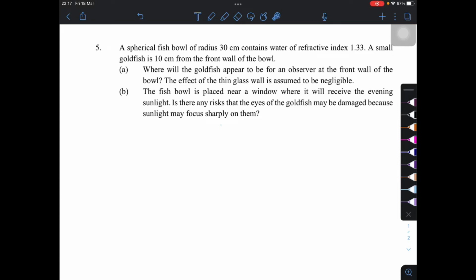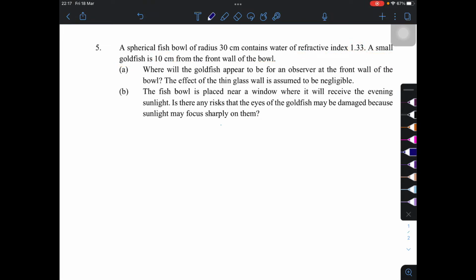Okay, let's look at question number 5. A spherical fishbowl of radius 30 cm contains water of refractive index 1.33. A small goldfish is 10 cm from the front wall of the bowl.